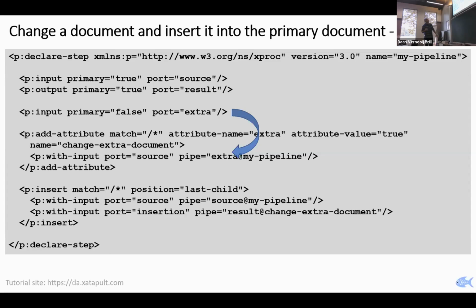Why do you have to give a name to, what does the name attribute mean, the name in the first add attribute element? I'll get to that. The question was, what does the name attribute on the P add attribute do there? I'll get to that because it's important.